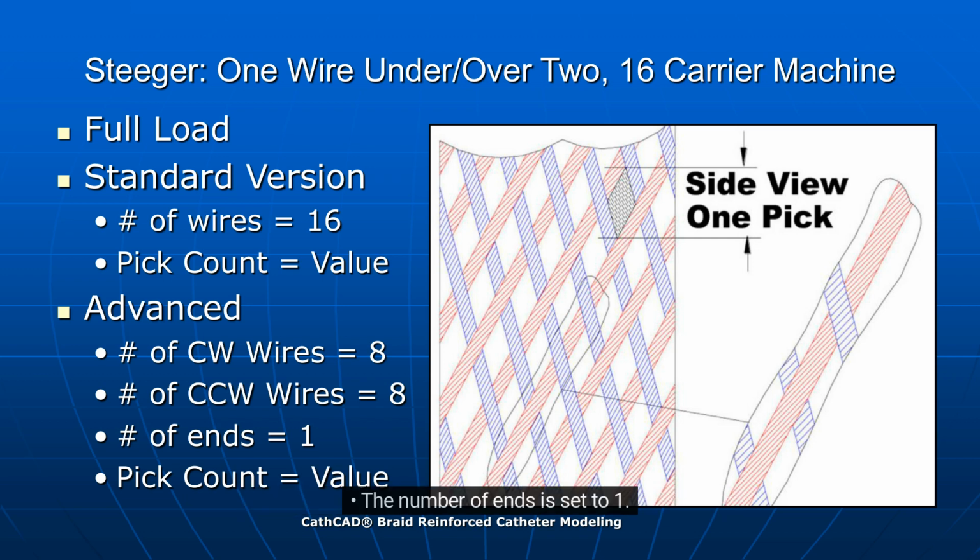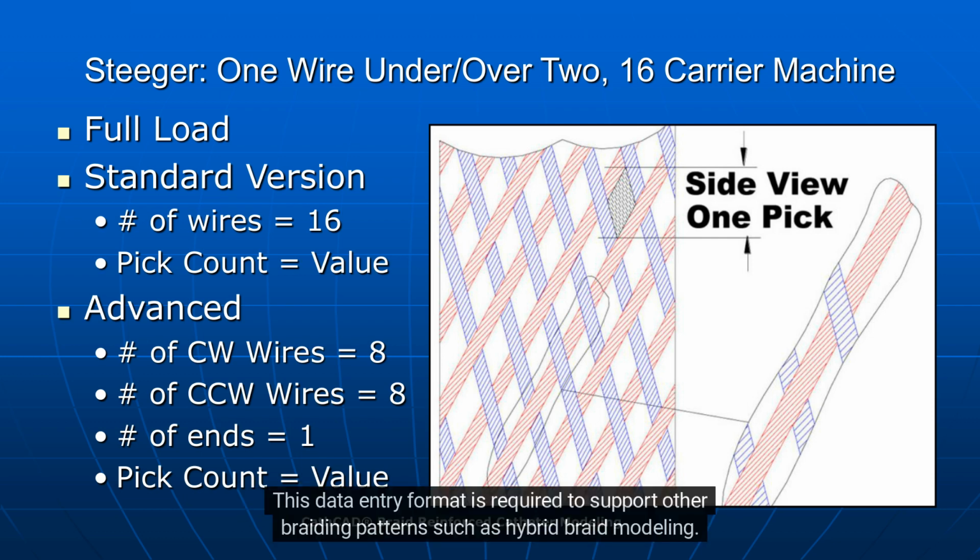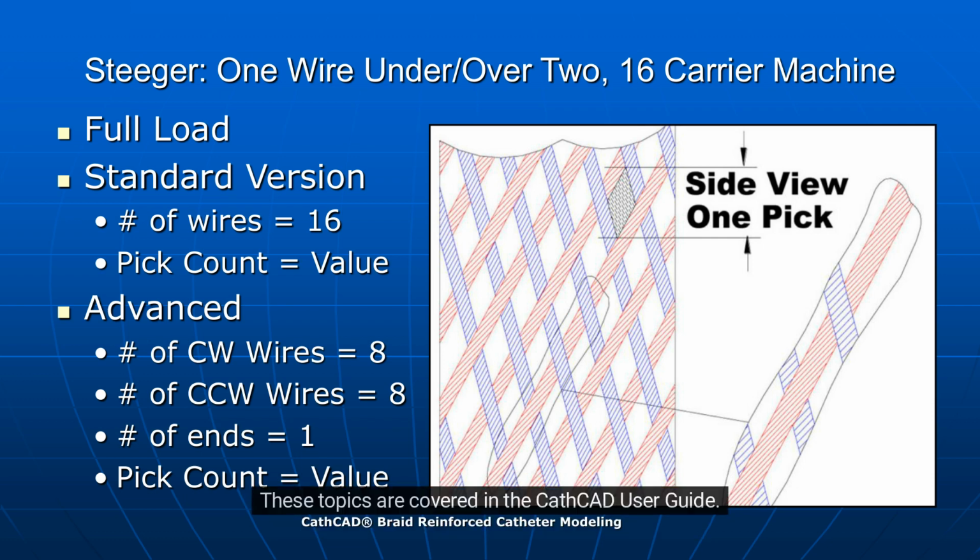The number of ends is set to 1. The pick count entered should be that of the desired value. CathCAD Advanced has more braid configuration inputs than the standard version. This data entry format is required to support other braiding patterns, such as hybrid braid modeling. These topics are covered in the CathCAD user guide.